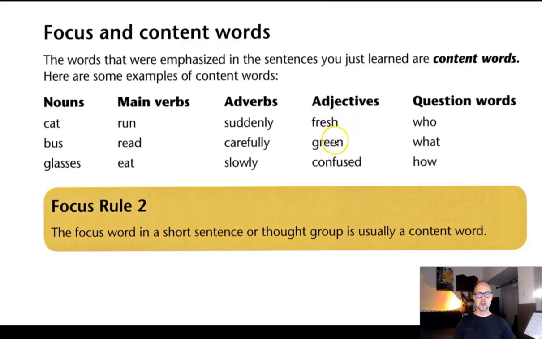So words like fresh, green, confused, right? These are content words. And question words are also content words. So words like who, what, how, they're also content words. So content words are basically these important words like nouns, main verbs, adverbs, adjectives, and question words. And the rule is the focus word in a short sentence or thought group is usually a content word. So most of the time we're going to choose one of these as a content word in our phrase, short sentence, or thought group.